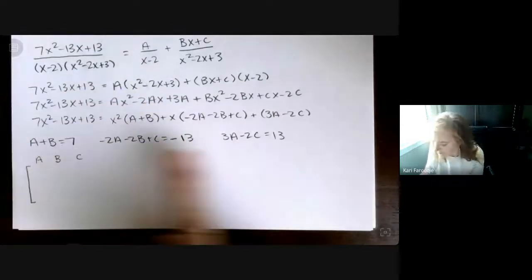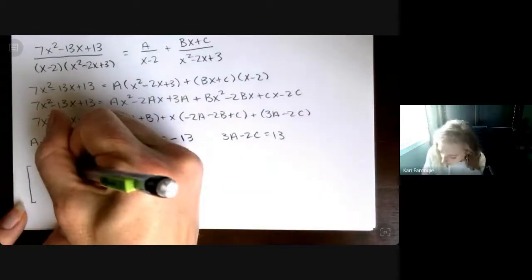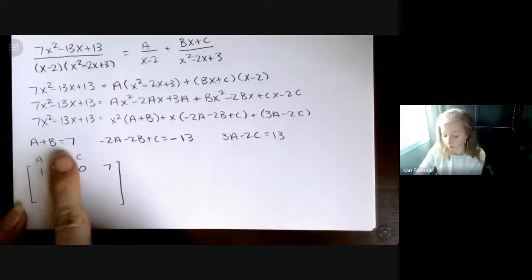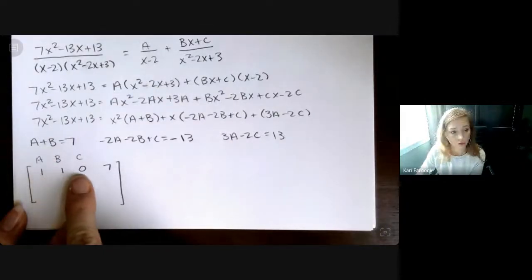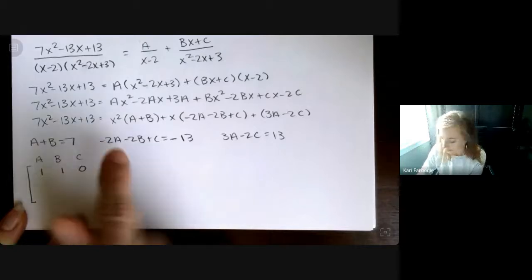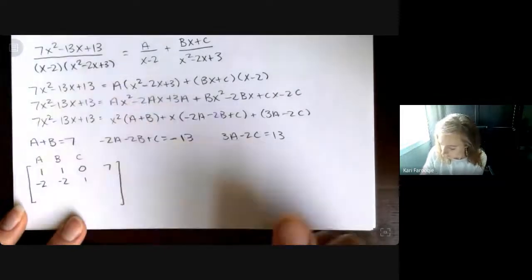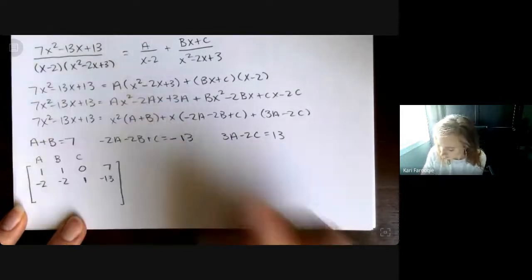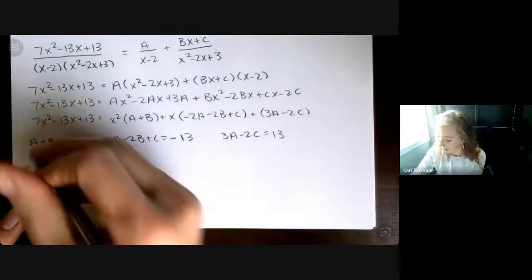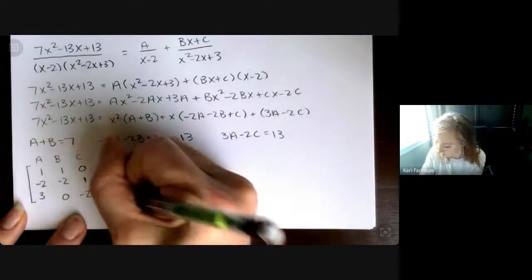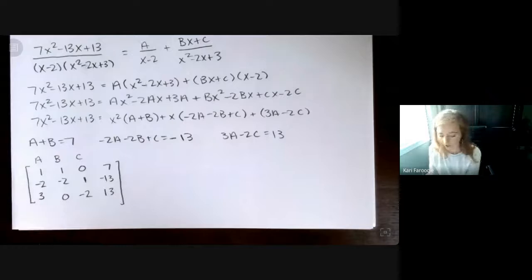We're going to have 3 equations, 3 unknowns. A plus B plus 0C is 7. So that's your first equation. 1A plus 1B, no C's, equals 7. Then you'll have negative 2A minus 2B plus 1C equals negative 13. And then 3A plus 0B minus 2C equals positive 13. And we will go through and put this into our calculators and get a solution.